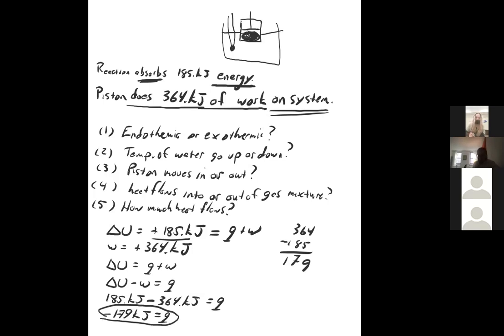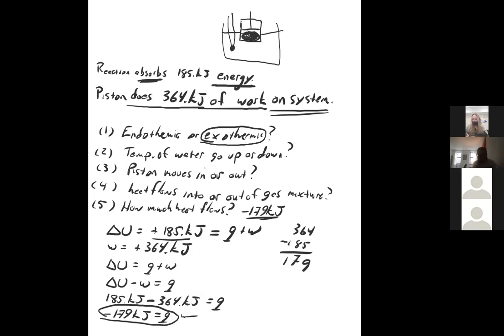So now we've got a couple of answers here. We do know how much heat flows: minus 179 kilojoules. We just calculated that here. We also know whether it's endothermic or exothermic. Remember the convention, exothermic negative, endothermic positive. Endo means into. So if something comes into the system, that's positive. If something goes out, that's negative. So it's negative, so it's exothermic.